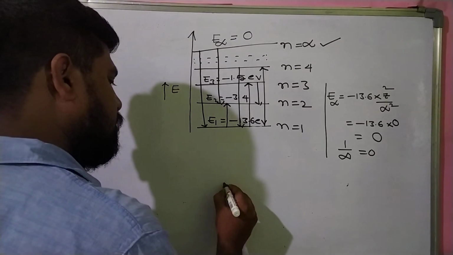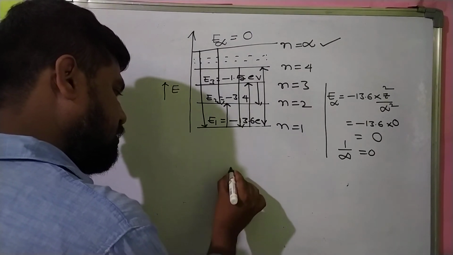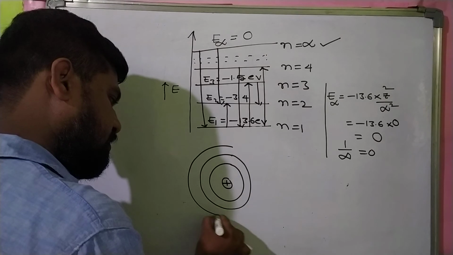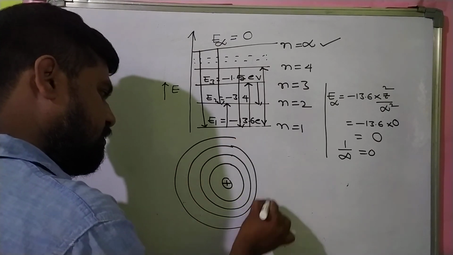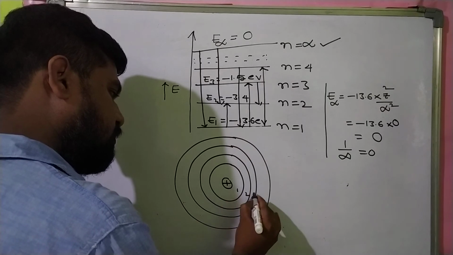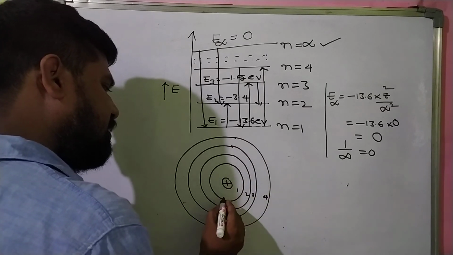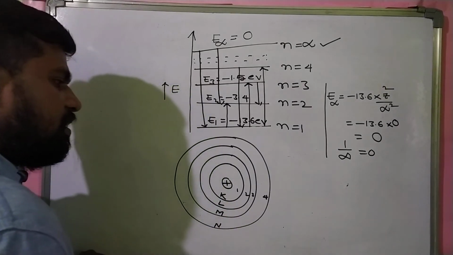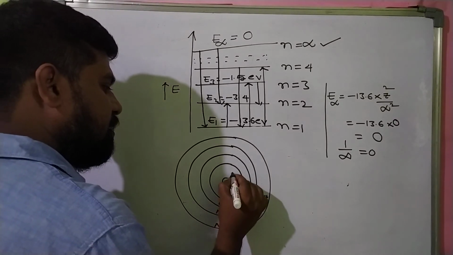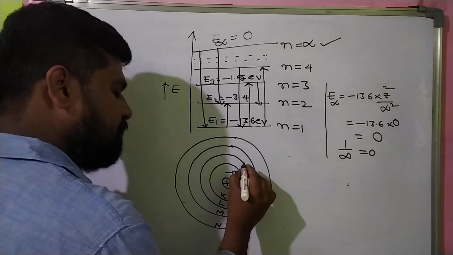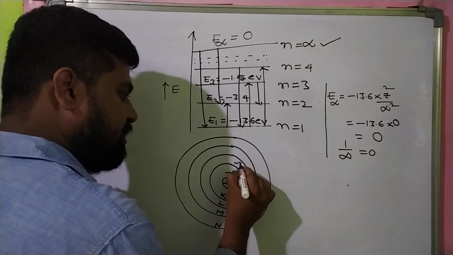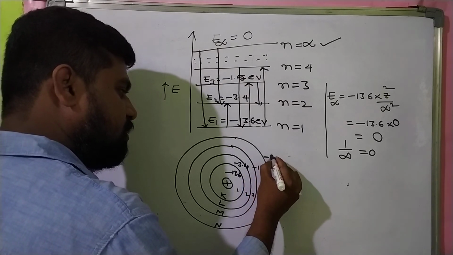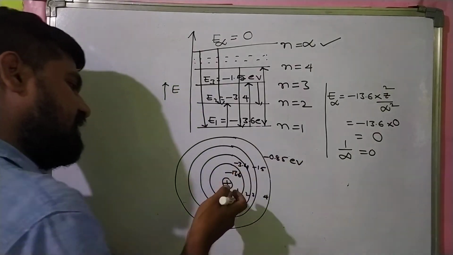Now it can be pictured this way also. So this is the nucleus, first orbit, second orbit, third orbit, fourth orbit. 1, 2, 3, 4, or otherwise K, L, M, N. Now energy: minus 13.6 for the first orbit, minus 3.4 for the second, minus 1.5 for the third, minus 0.85 electron volts for the fourth. This is energy profile.